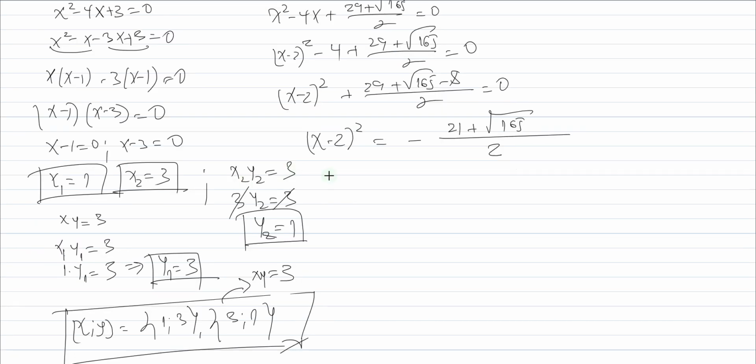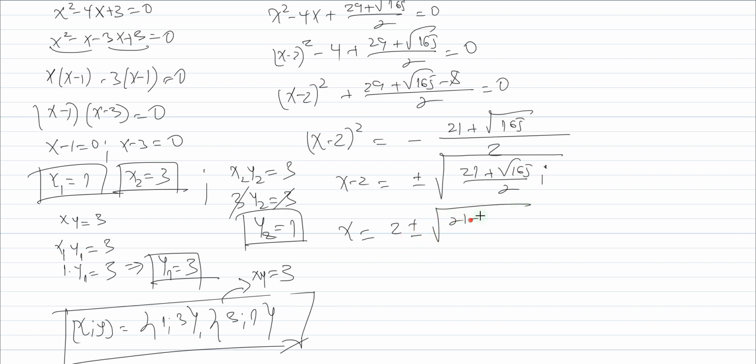So guys, from here we have that x minus 2 is going to be equal to plus or minus the square root of a negative number, because this is a negative number. So we're going to have 21 plus square root of 165 divided by 2, times i. Okay, so x is going to be equal to 2 plus or minus the square root of 21 plus square root of 165 divided by 2.